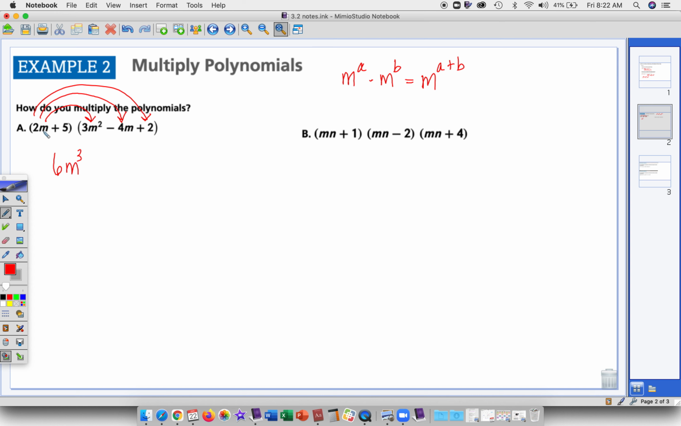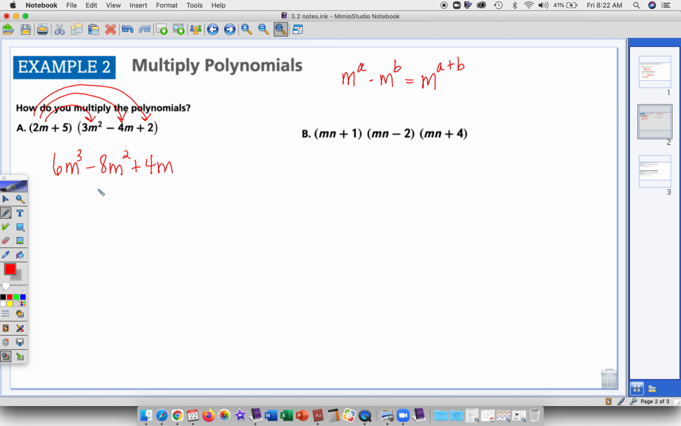Now I'm going to distribute the 2m over minus 4m. So I have minus 8 when I multiply the numbers, and m times m. Add up those ones and we get 2, so m squared. Lastly, I'm distributing the 2m over the plus 2. So that gives me a plus 4m.